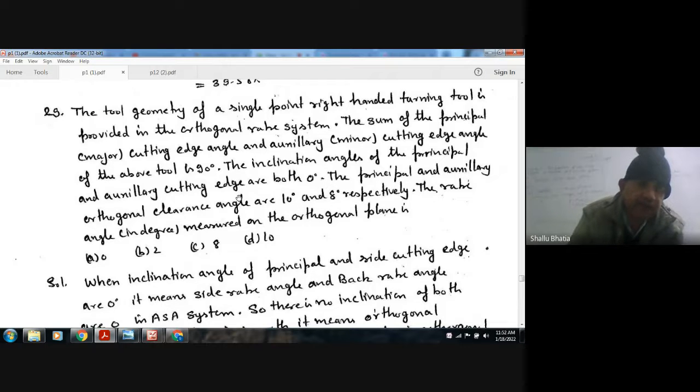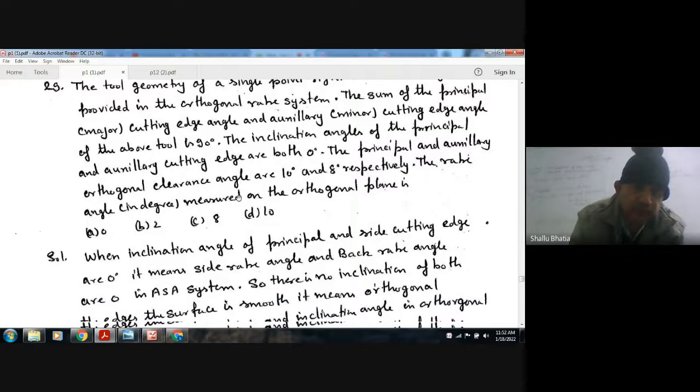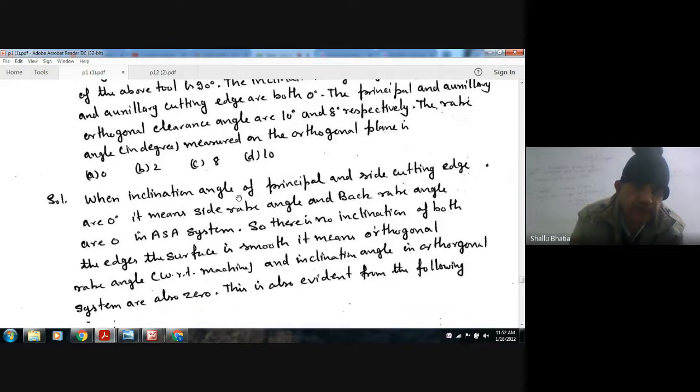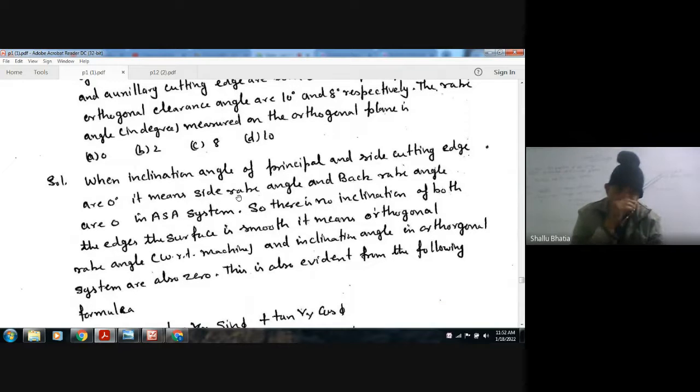The rake angle in degree measured on orthogonal clearance. Option A 0, B 2, C 8 and D 10. Okay. So when the inclination angles of the principal and side cutting edges are 0, it means the side rake angle and back rake angle are 0 degree in ASA system.